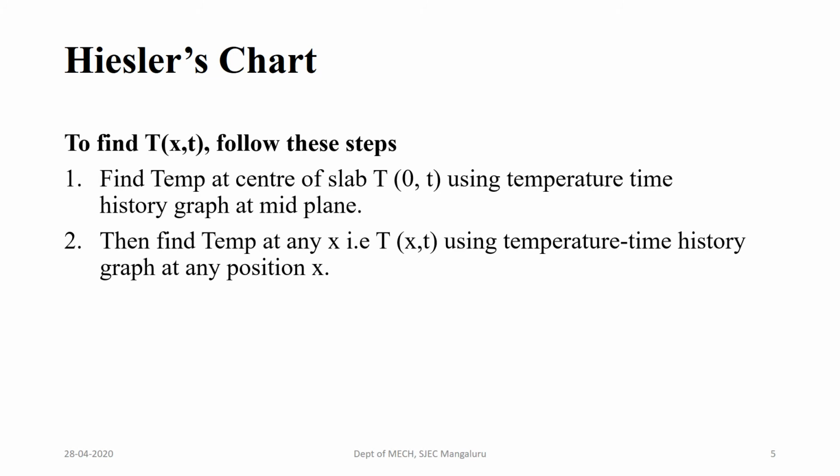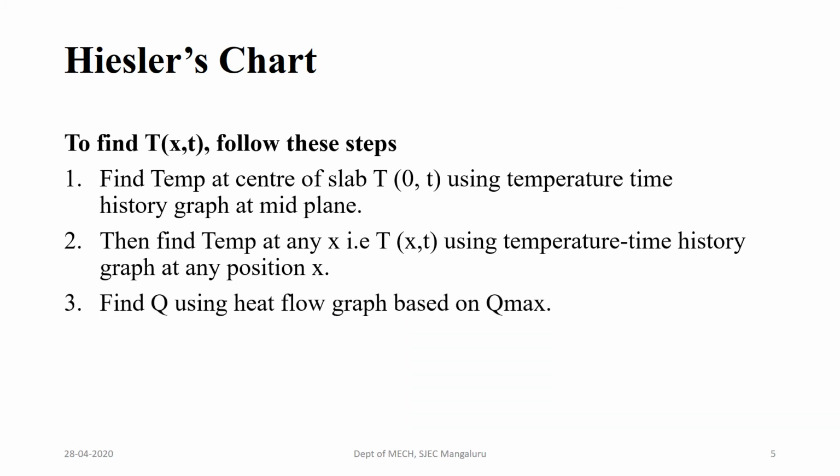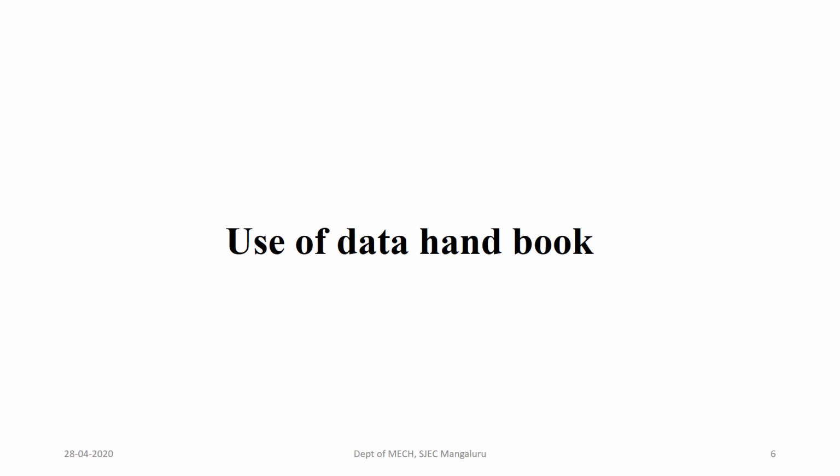It is called the temperature time history graph at mid plane. The second graph will give you temperature at any x using the temperature time history graph at any position x. And the third graph will give you the heat flow rate, the total heat flow during the given time, which is based on Qmax. We will see what this is. Now let us go to the use of the data handbook.